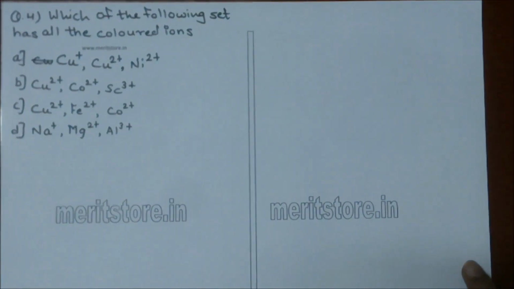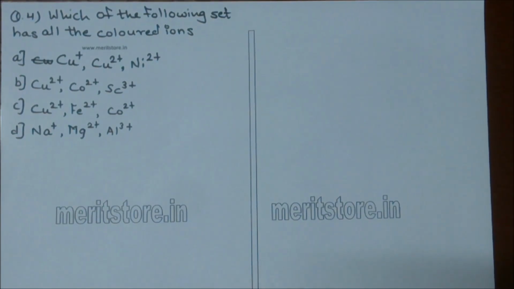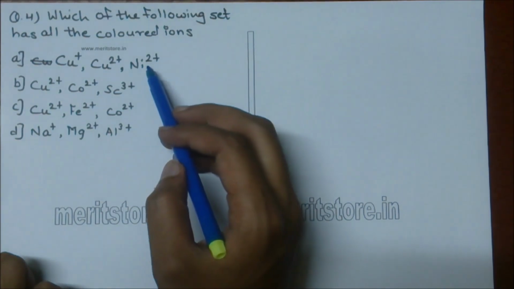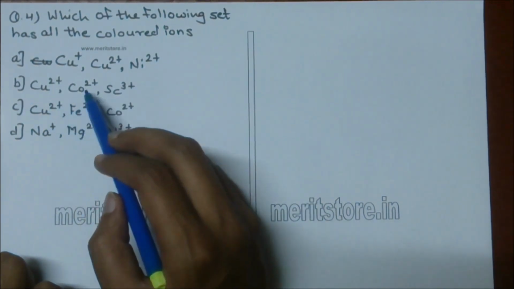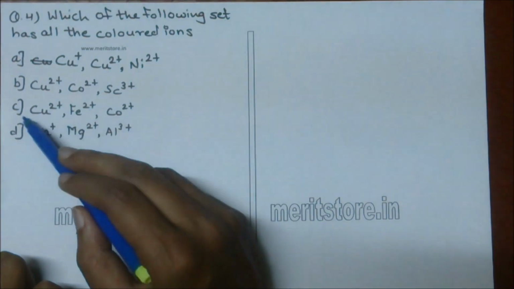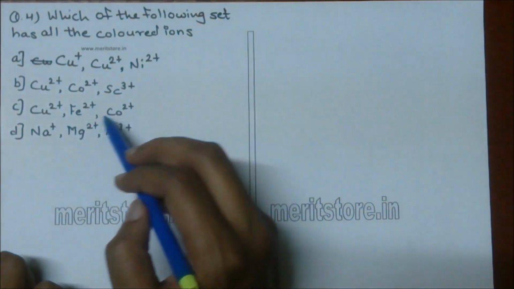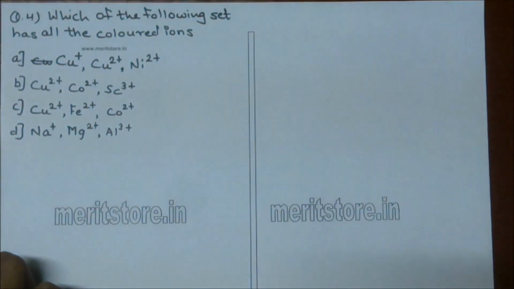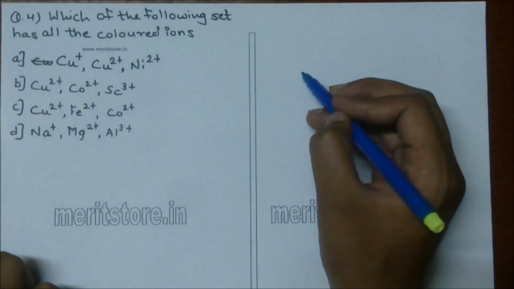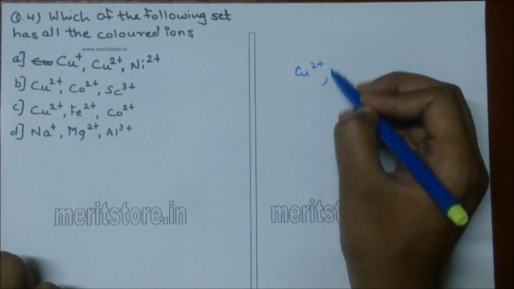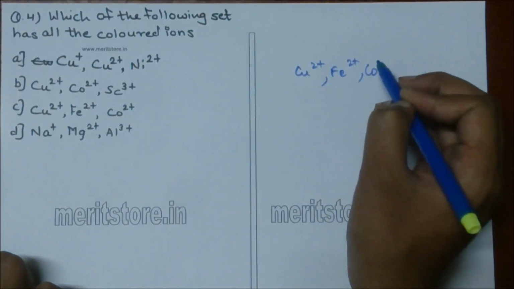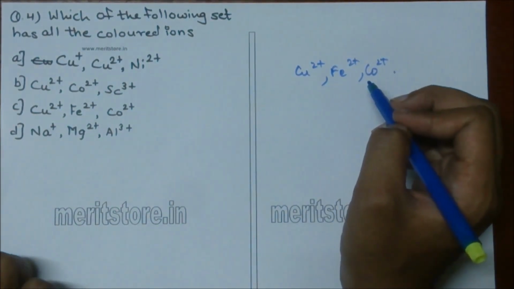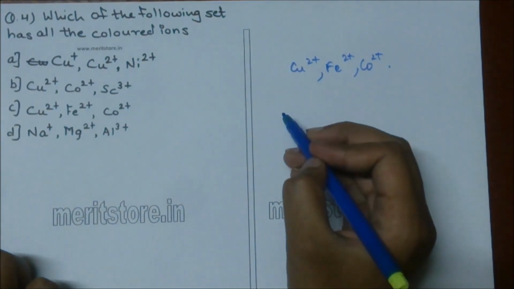Question number 4. Which of the following set has all the colored ions? We have A cuprous, cupric and Ni2 plus ion, B cuprous, Co2 plus and Sc3 plus, C Cu2 plus, Fe2 plus, Co2 plus, and D Na plus, Mg2 plus and Al3 plus. So in this question we got the set Cu2 plus ion, Fe2 plus ion and Co2 plus ion. Let us consider this. All the ions have unpaired d electrons, so they are colored.